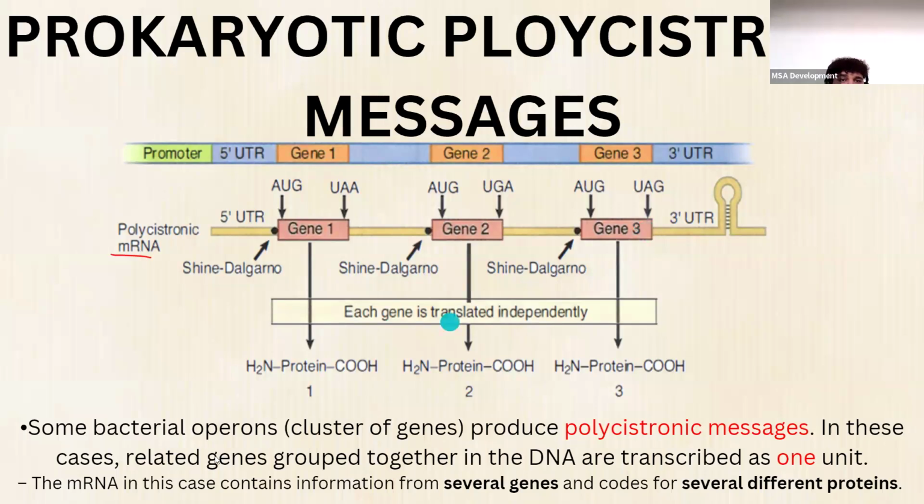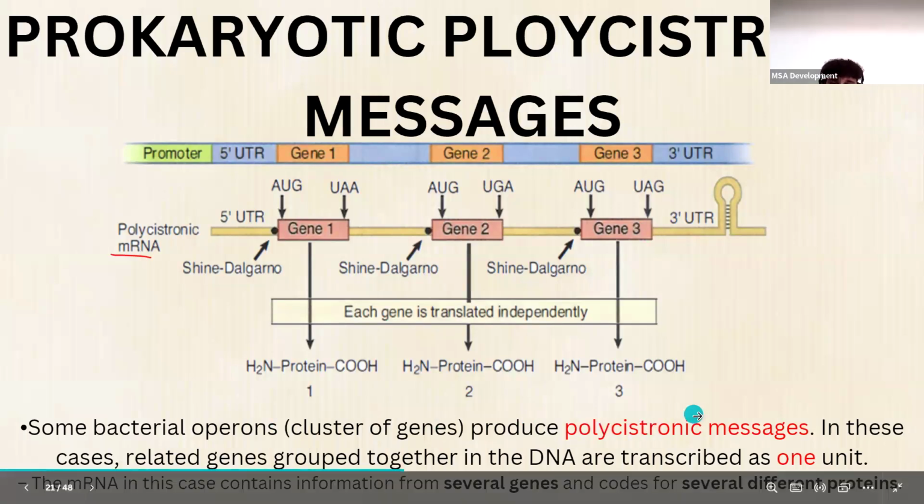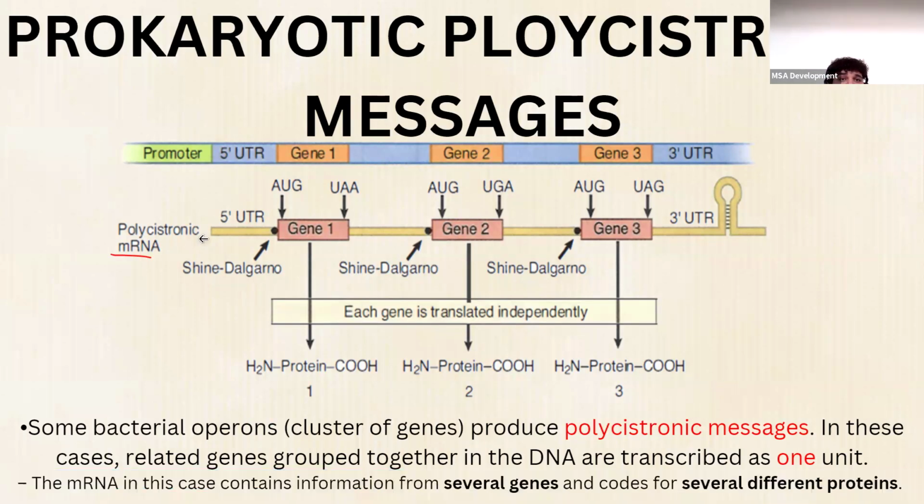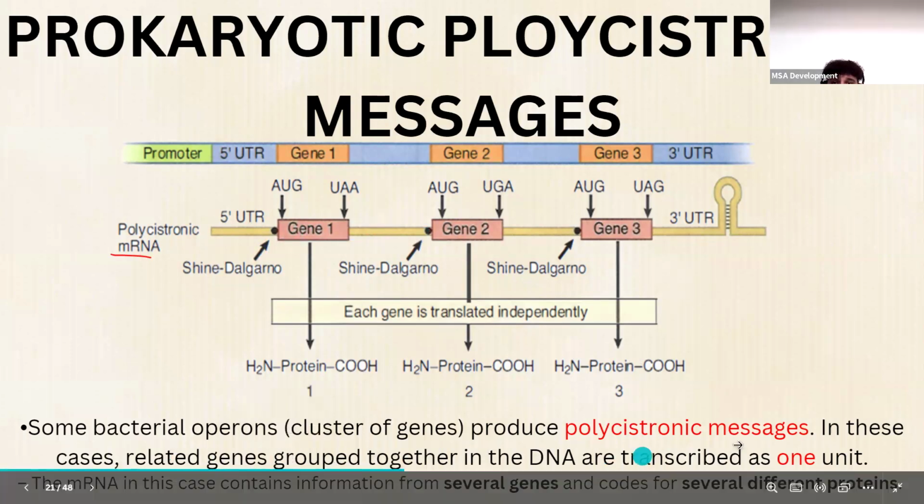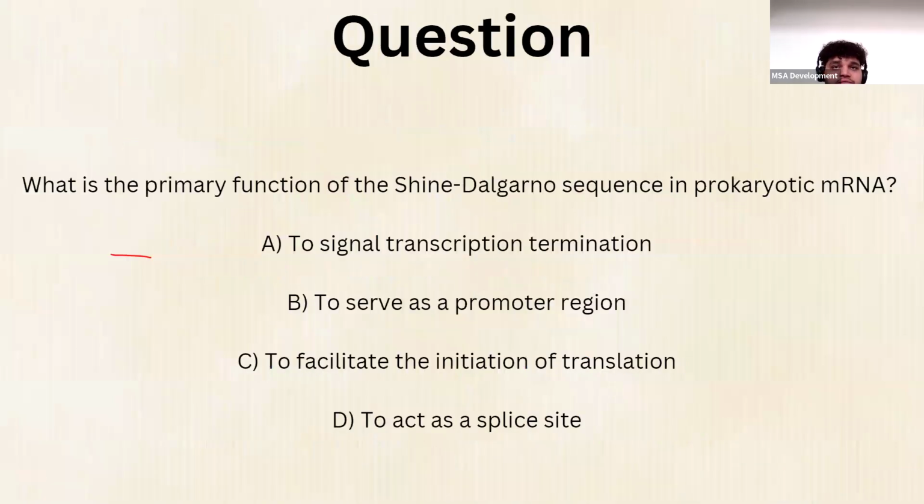Some bacterial operons produce polycistronic messages. Poly means more than one. Cistronic means gene messages. So many genetic messages inside of a single mRNA. In these cases, related genes grouped together in the DNA are transcribed as one unit. We talked about it. And they code for several different proteins. I'll just give you an example of how it works.